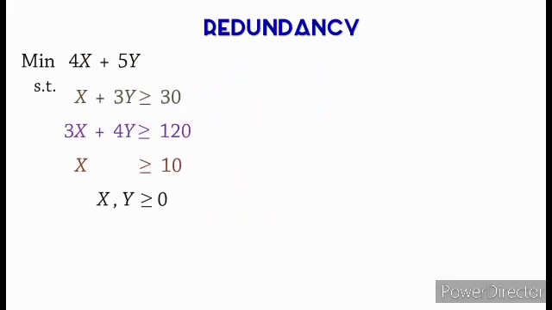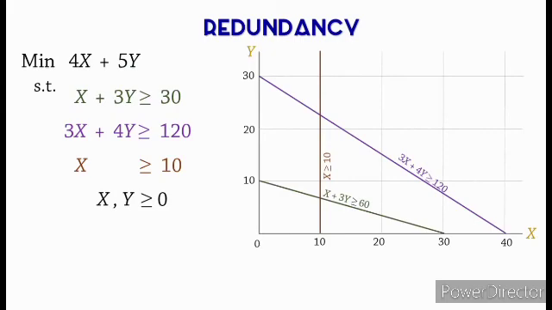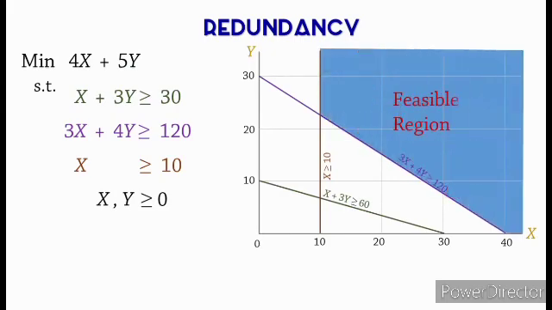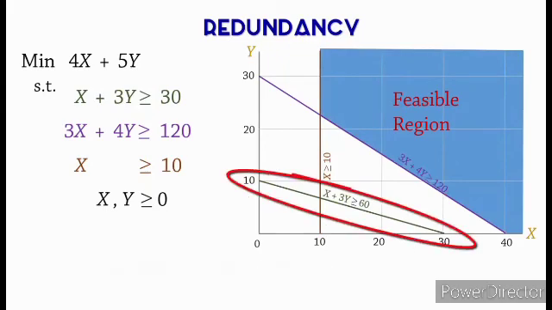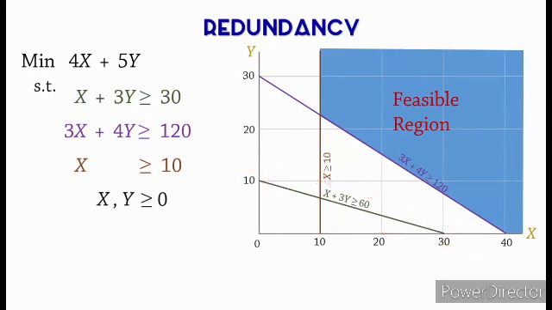Now consider this minimization problem. Here is a graph showing its constraint lines. Since these are all greater than constraints, here is the feasible region. As you can see here, constraint 3 line does not touch the feasible region at all. Therefore, it is redundant. So a redundant constraint is one that does not affect the feasible region. In essence, we could remove a redundant constraint without changing the feasible region or optimal solution.